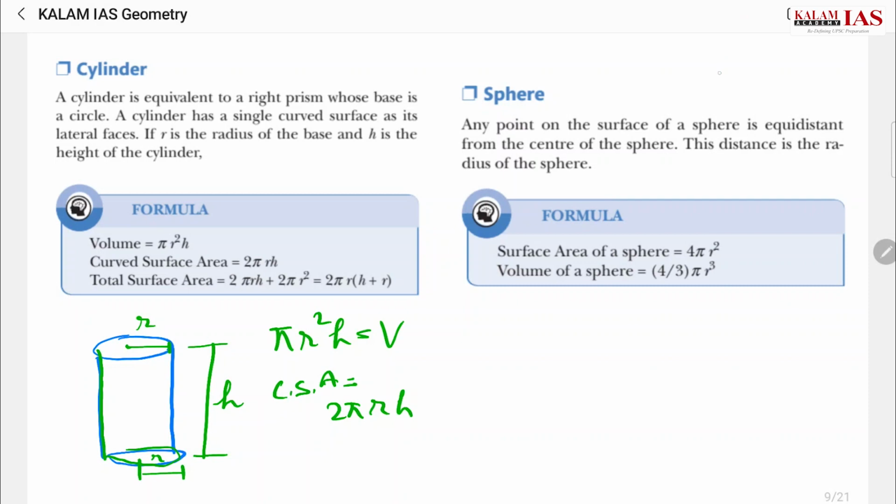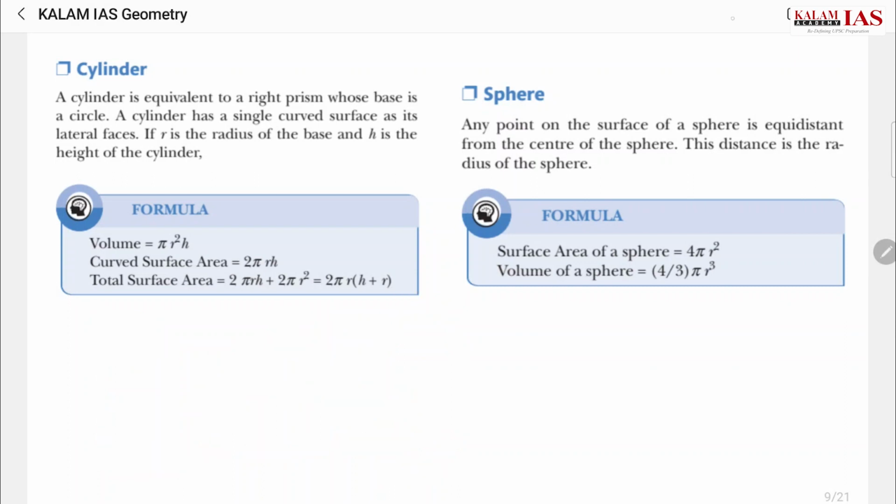I'll just take another color. We are ignoring this part and this part. So the rest is 2 pi r h, and the total surface area is 2 pi r h plus the area of the top and bottom faces, which is pi r square into 2, which is denoted by this formula.